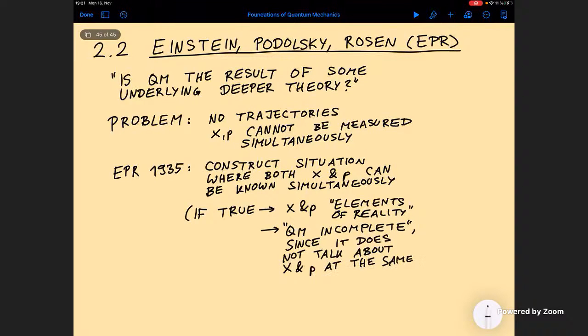Okay, so this was their goal, to show that quantum mechanics is an incomplete theory and that presumably, therefore, there has to be an underlying deeper microscopic theory, maybe some theory that does talk about trajectories of quantum particles. And the goal would then be to find this more microscopic theory.